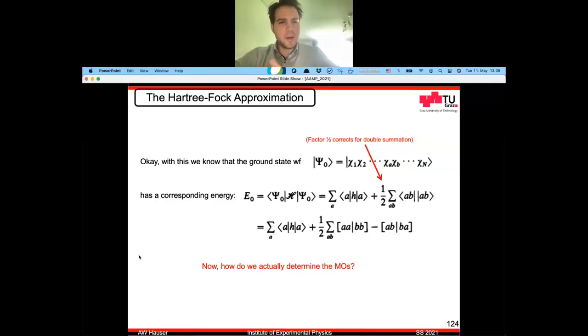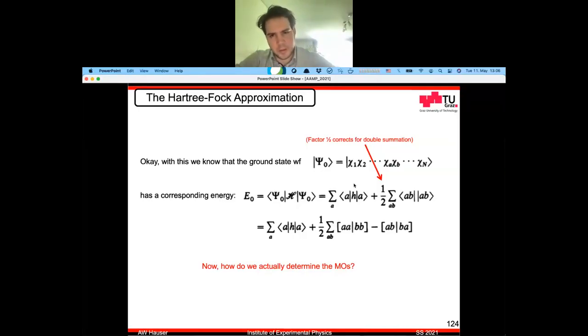How does the energy look for our determinant now? So we are in this n-electron state, and the corresponding total electronic wave function is psi naught, and the expectation value of the Hamiltonian gives us the energy. And so we have these two contributions.